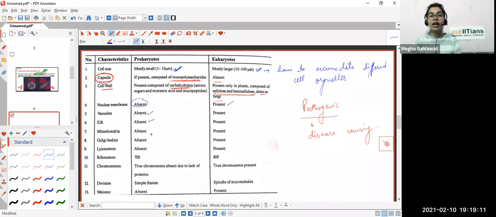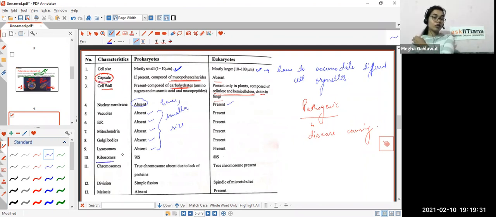Vacuoles absent, ER absent, mitochondria absent, Golgi apparatus absent, and lysosomes absent. All this suggests the smaller size, and hence the smaller size, because they do not have to accommodate anything. Okay. Next, we have the ribosomes.